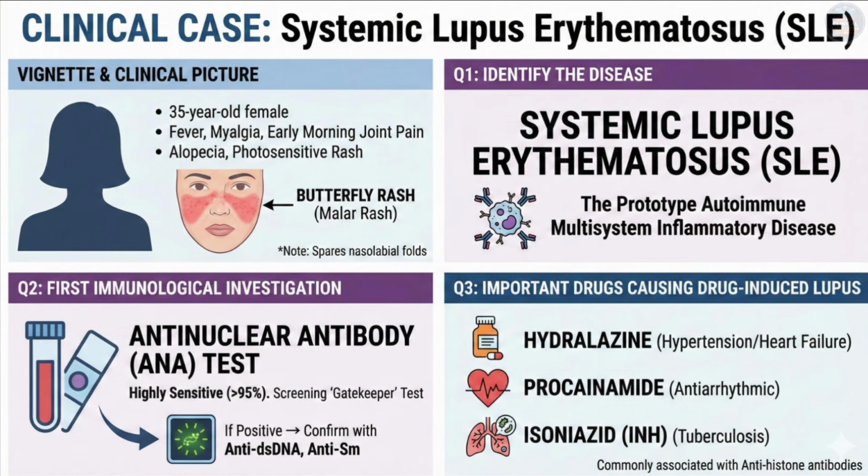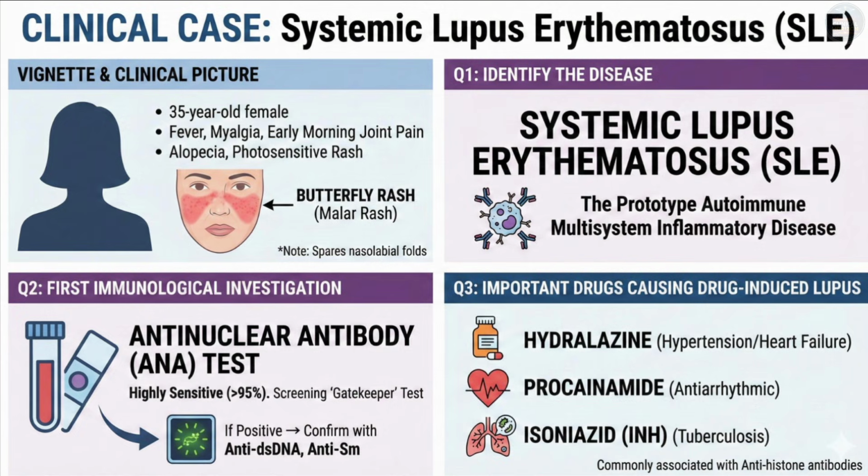Question number 2. What immunological investigation will you send first to make a probable diagnosis? The keyword here is first, to make a probable diagnosis. The examiner is asking for the best screening test. You need a test that is highly sensitive, meaning if it's negative, you can almost entirely rule out the disease. The answer to write: anti-nuclear antibody or ANA test, preferably by immunofluorescence.